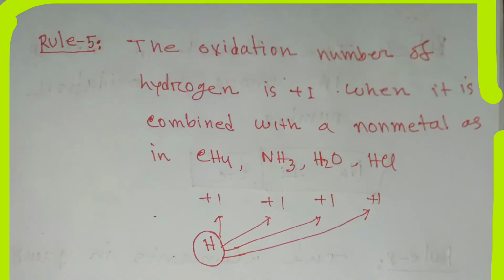Well, now we are going to learn rule 5. What is that? You know that the oxidation state of hydrogen is +1 when hydrogen makes a compound with a non-metal like carbon, nitrogen, oxygen, and chlorine. The oxidation number of hydrogen is +1 when it is combined with a non-metal, as in methane, ammonia, water, and HCl. In all these compounds, the oxidation state of hydrogen is +1.